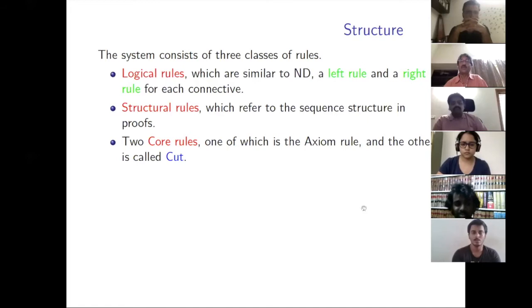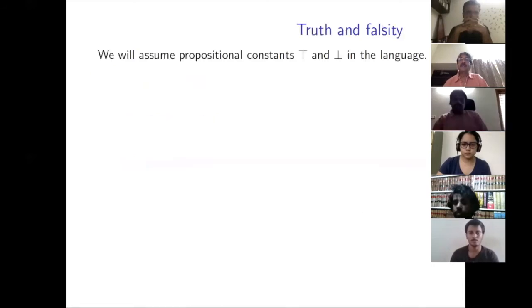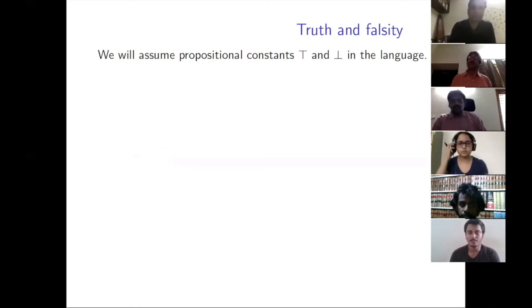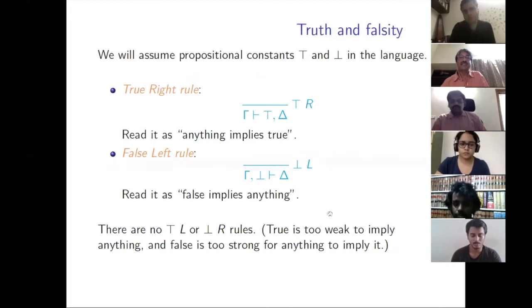So what are these rules? First we'll take up the logical rules because these are the familiar ones that we are dealing with. And so we'll assume that there are 2 propositional constants. In natural deduction, I already introduced a propositional constant false, which is bottom. But here we'll also use true, and as I said, for Gentzen everything has to be dual. You can't have one without the other. So duality is there. So you have 2 constants, true and false.